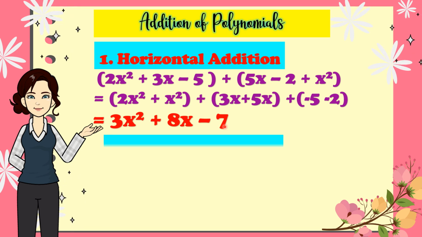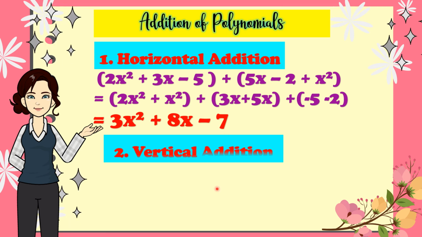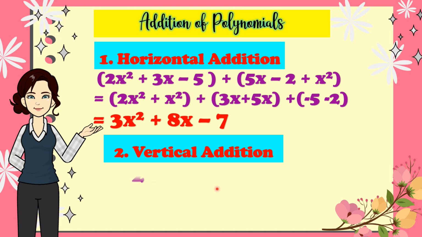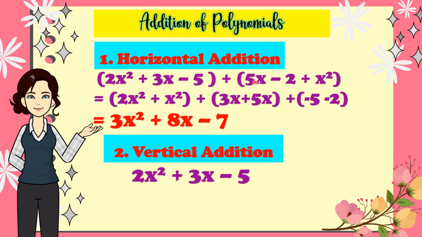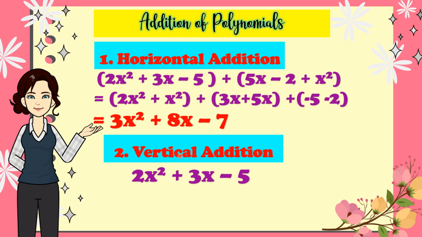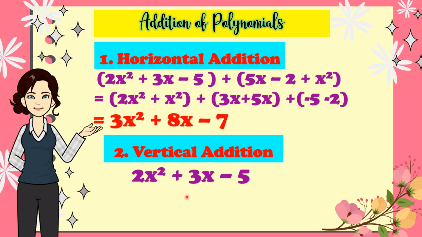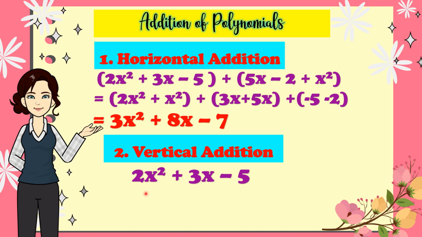And we also have the vertical addition. Ganito naman siya. The quantity 2x squared plus 3x minus 5 to be added to the quantity 5x minus 2 plus x squared, ang gagawin natin is we're going to align the terms in such a way that the similar terms are under the same column. So, itatapat-tapat lang natin sila.